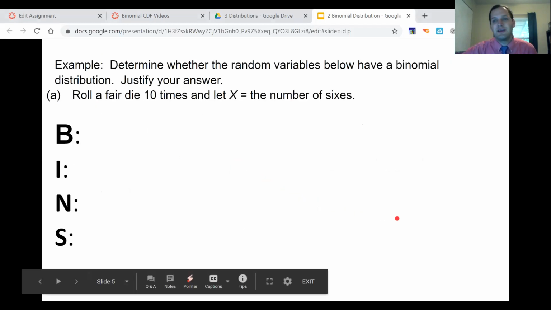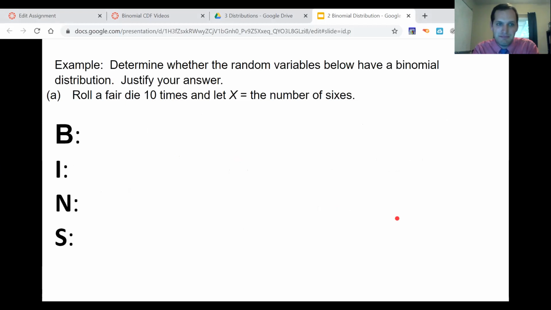So let's look at an example and determine, is this going to be a binomial distribution or not? So B, binary. If I roll a dice 10 times and I'm counting how many 6s, is that binary? Is that something that's a yes or a no? It is. That is binary. You're just counting the 6s. Each time you roll the dice, the answer is yes or the answer is no.